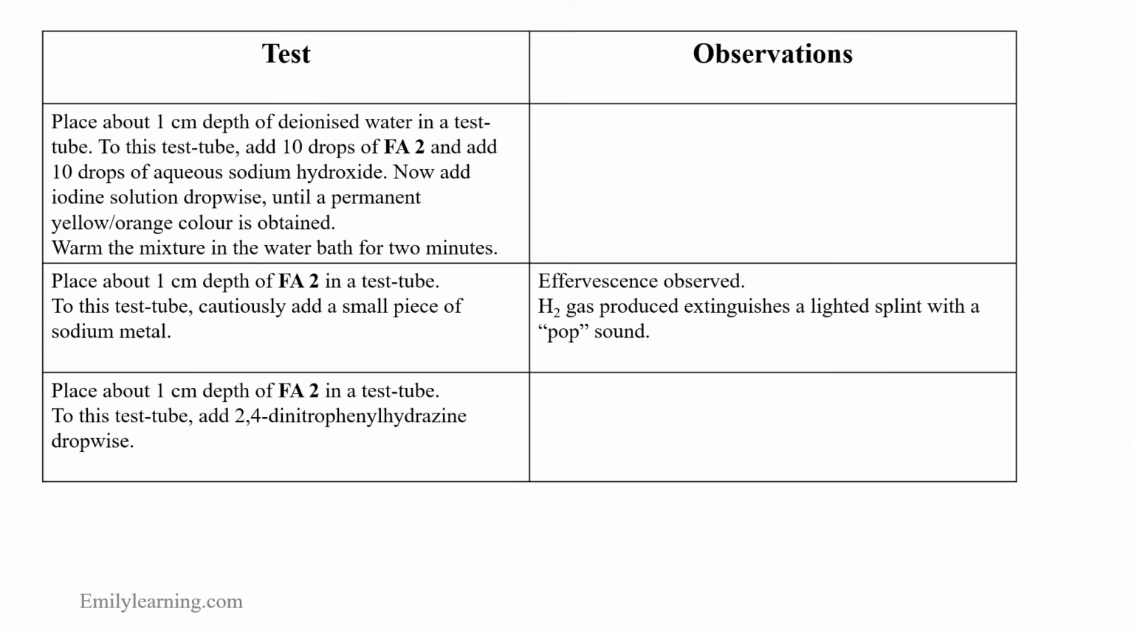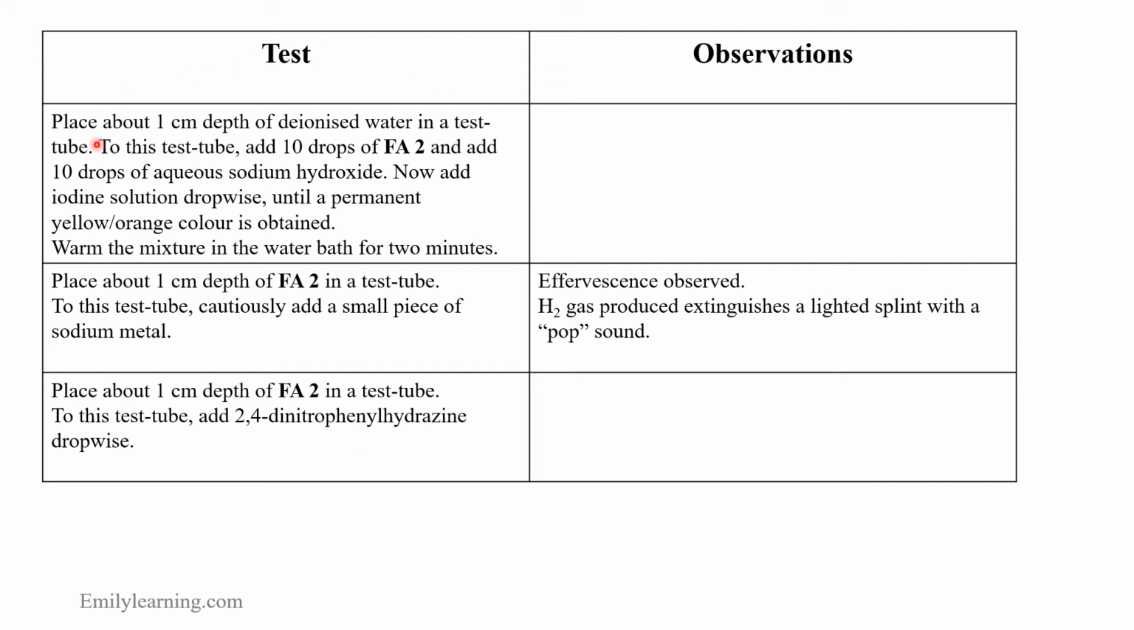All right, so now let's take a look at these 3 tests. This first test says that you're going to add 1 cm depth of deionized water in a test tube. Then you're going to add 10 drops of Fa2, which is the organic compound that we are supposed to test for. Then 10 drops of aqueous sodium hydroxide. Then you add iodine solution dropwise, until a permanent yellow-orange color is obtained.